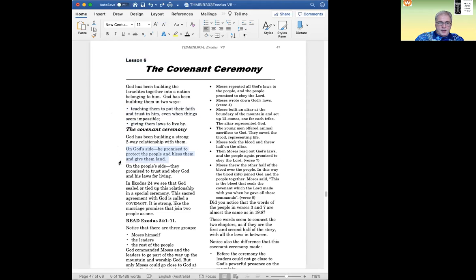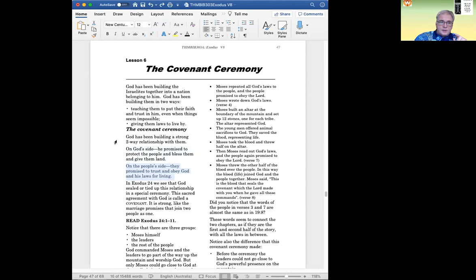On God's side, he promised to protect the people and bless them, and give them land. Already in the story, we've seen how God has protected them during the plagues, and through the Exodus, and also in day-to-day living in terms of food and water. On the people's side, they had to promise to trust God.